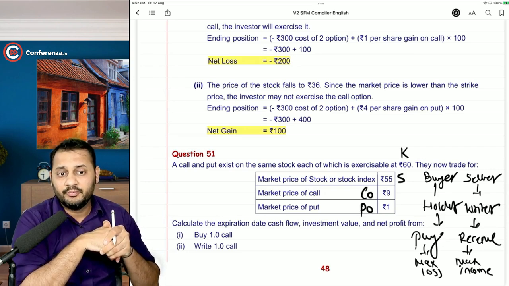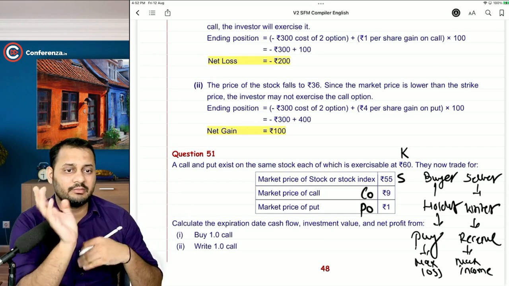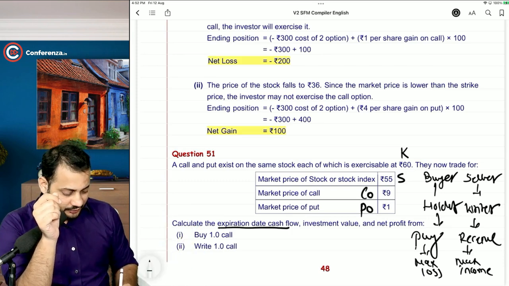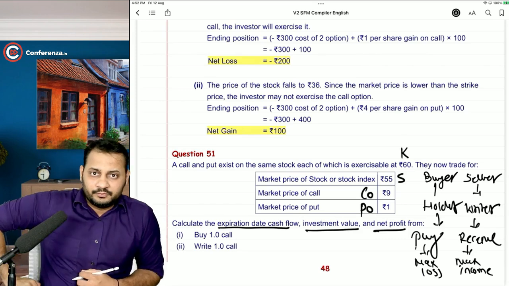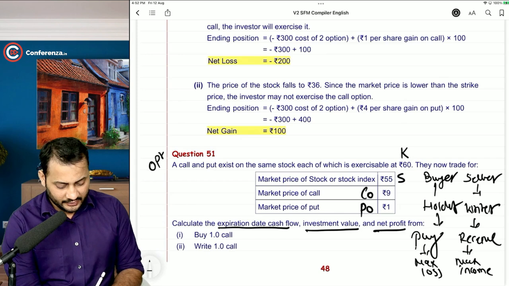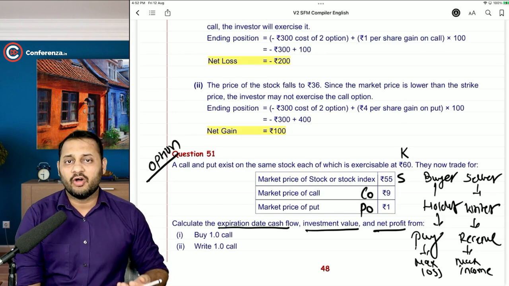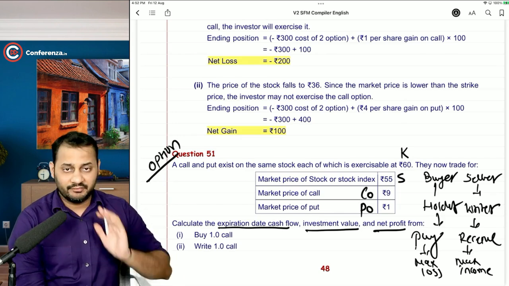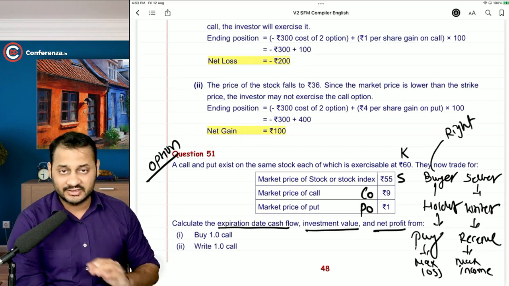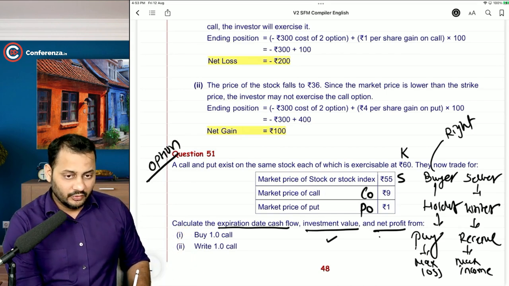So you need to be very clear about it, because in this question, sometimes you will be the buyer, sometimes you will be the seller. Calculate the expiration date cash flow, investment value and net profit. On the expiration date, what is going to happen under the option? There will be some kind of payoff if you are exercising the option. Who has the right to exercise? The buyer has the right to exercise the option. The seller doesn't have the right. And you have to calculate the investment value and the net profit.